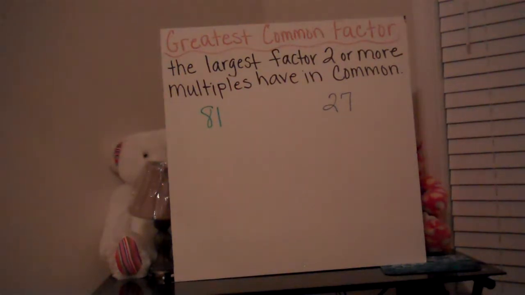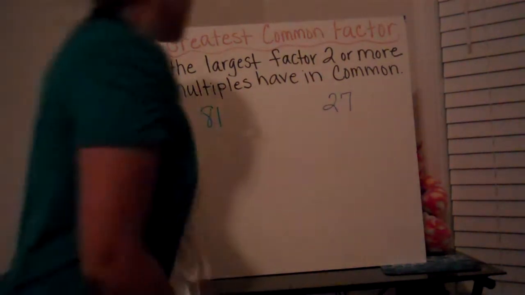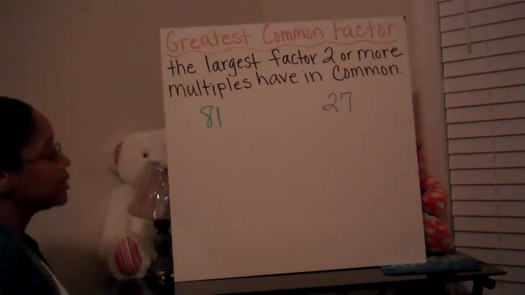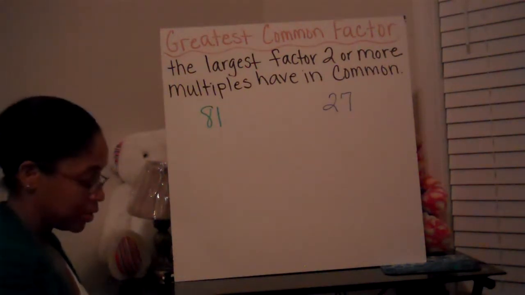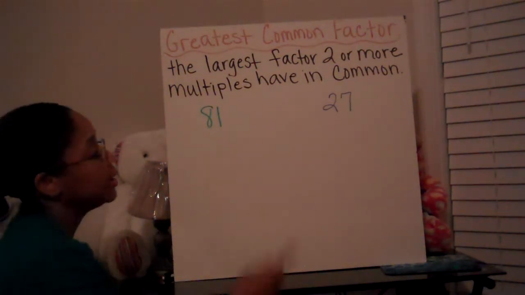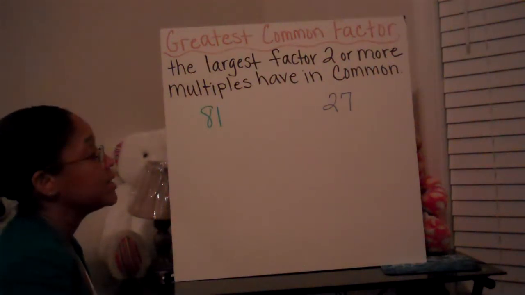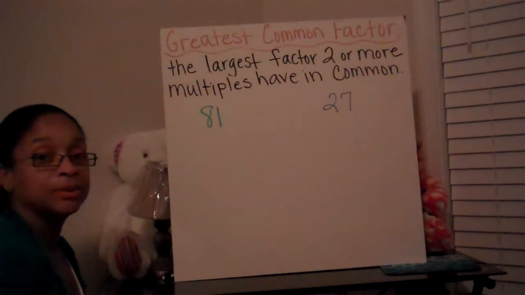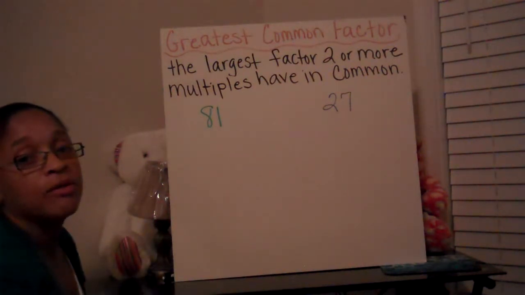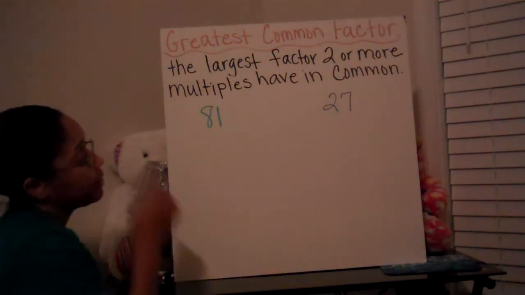So to begin, I color-coded the numbers 81 and 27. 81 is in green, so I'm going to break down that tree using green and a green circle when I draw the Venn diagram. And 27 I'm going to break down using blue and draw a blue circle that overlaps the green one when I draw the Venn diagram.